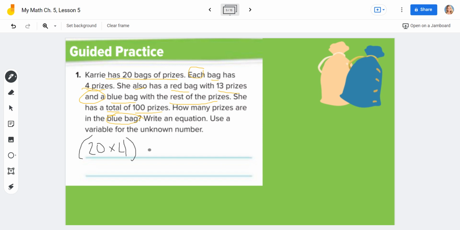It says she also has a red bag. Also means to add, has a red bag with 13 prizes and a blue bag with the rest of the prizes. I don't know how many prizes are in the blue bag, so I'm just going to use a B, a variable. She has a total of 100 prizes, so total means that's how much it equals. All right, how many prizes are in the blue bag? So now we've got to solve for B. We've got to solve our variable.